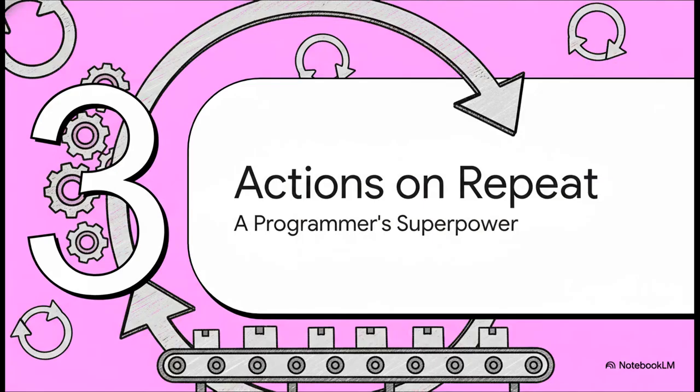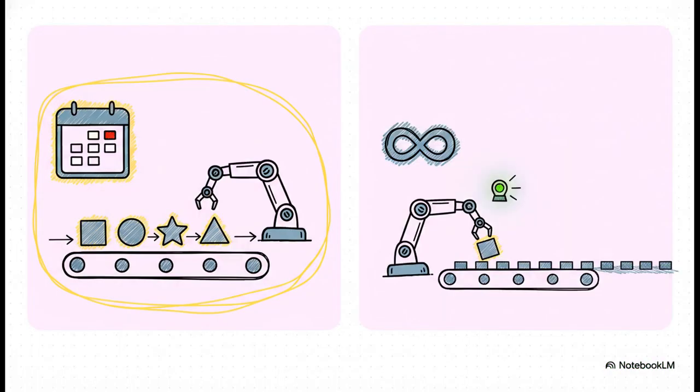Okay, making decisions is one thing, but what's the real superpower of programming? I'll tell you, it's repetition. It's making a computer do the same tedious task thousands or millions of times perfectly without ever getting bored. And this is called looping. And loops really come in 2 main flavors.